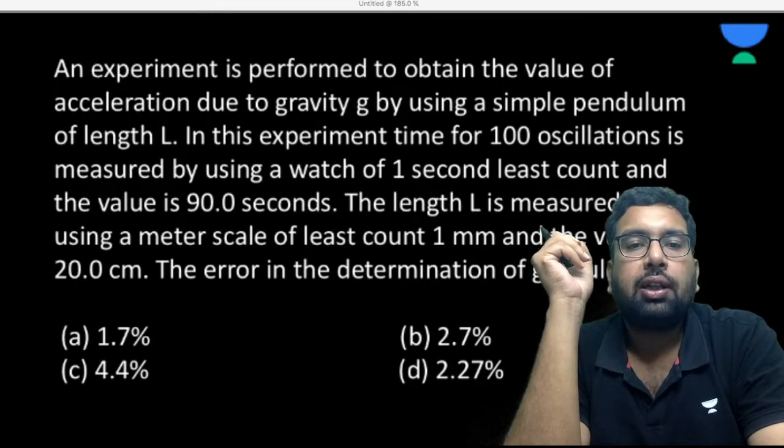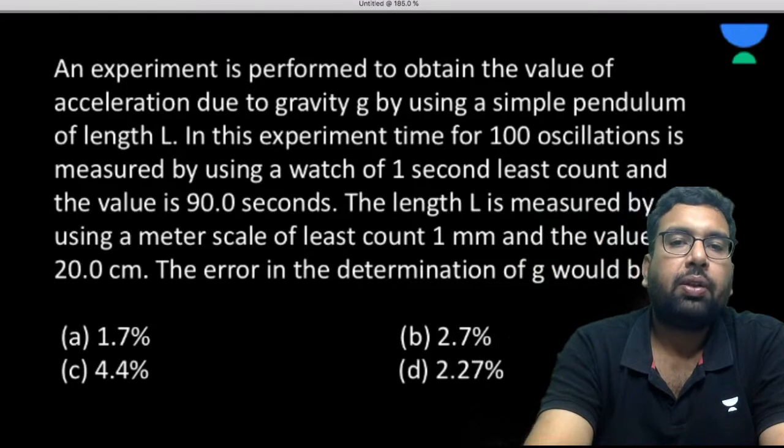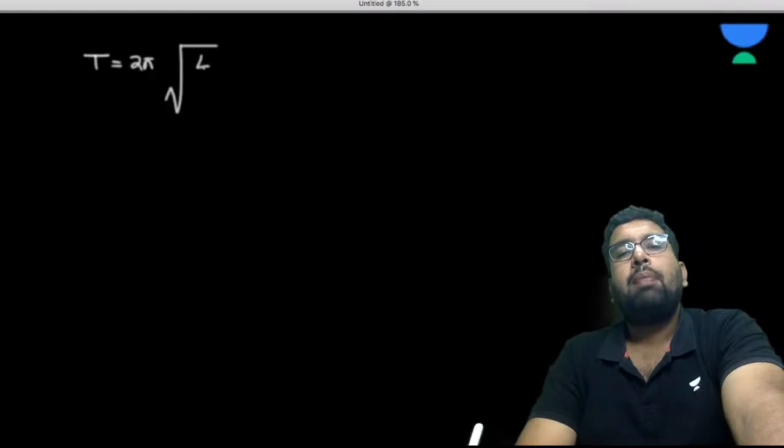So, what is the time period? Okay, so what is the formula of time period? So, time period is given by T is equal to 2 pi root over L by g.